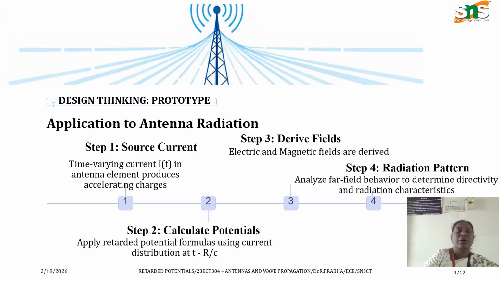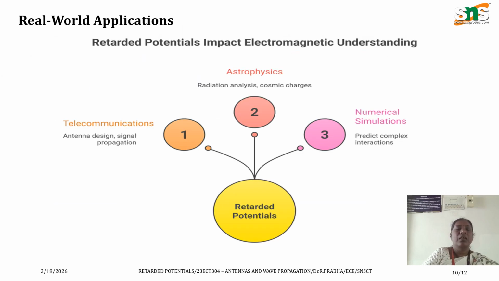So now we are going to see the prototype part, the application to antenna radiation. There are 4 steps in this. In the first step we see the source current. The source current here is the time varying current in the antenna element, which produces accelerating charges. Next, from the source current we derive the electric and magnetic fields. In the next step we calculate the potentials, and for the radiation, we analyze the far field radiation. And coming to the real world applications, the retarded potentials impact electromagnetic understanding in areas like astrophysics, telecommunications, and numerical simulations.